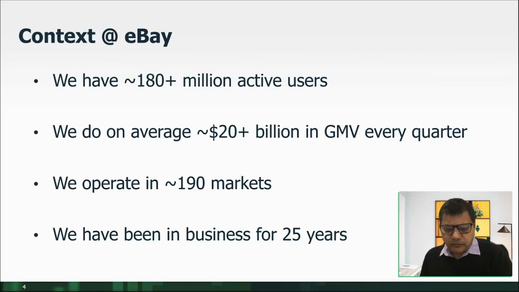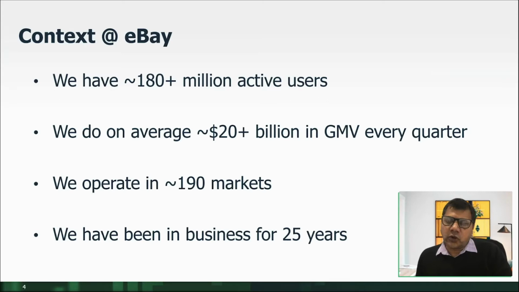At a very high level, eBay has around 180 million active users. For the most part, you need to have an account, either as a seller or a buyer, to be able to transact at eBay. We do have a small population that can transact as a guest, but registration and authentication is required for the most part. On average, we do about 20 to 25 billion a quarter in terms of GMV. That roughly equates to somewhere around $80 to $100 billion volume a year, and that should give you some idea of the scale that we operate at.